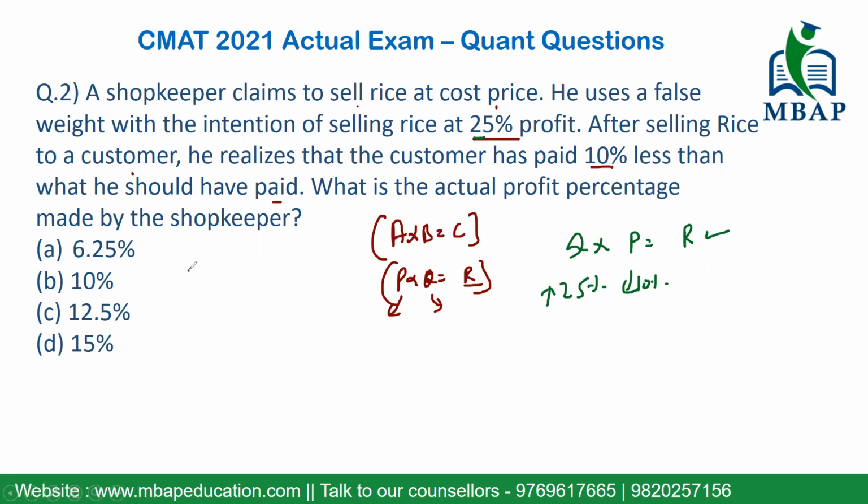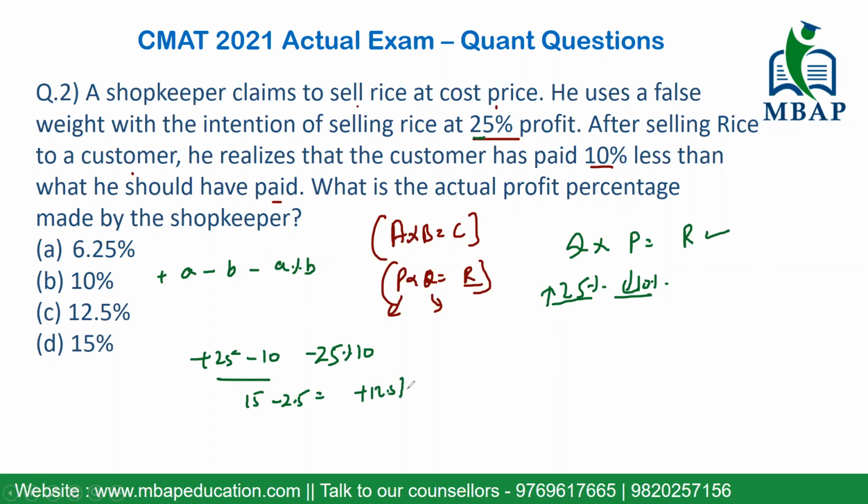The important application of successive percentage change is given by A, B, and A percentage of B. In this case, one of the values is positive and the second value is negative, because 25 is positive, 10 is reducing. So the final composition will be A minus B minus A percentage of B. That's it. Just put down the values: plus 25 minus 10 minus 25% of 10. This is 15, this is 2.5, and the overall profit is going to increase by 12.5%.